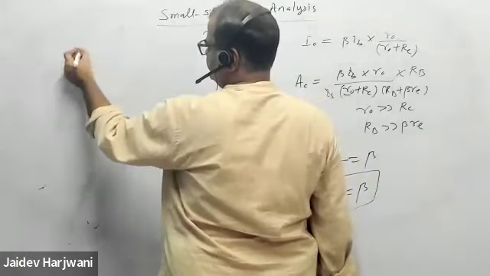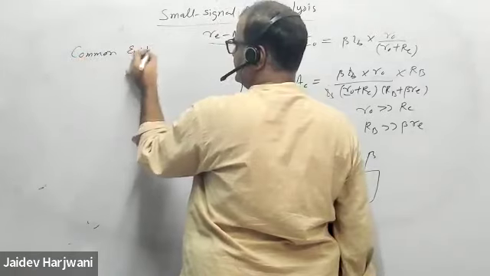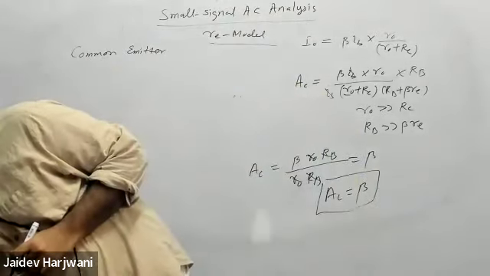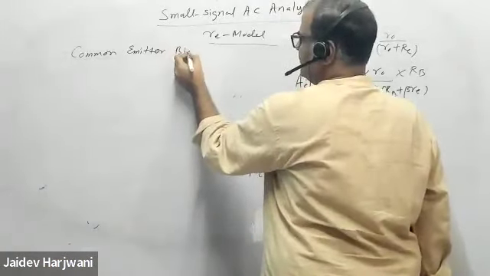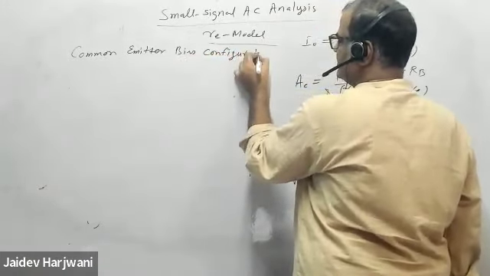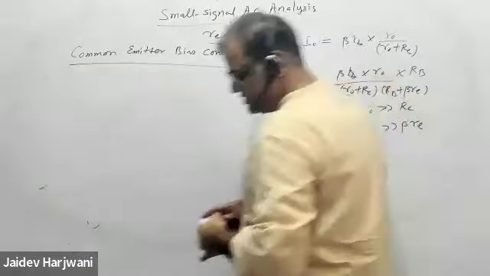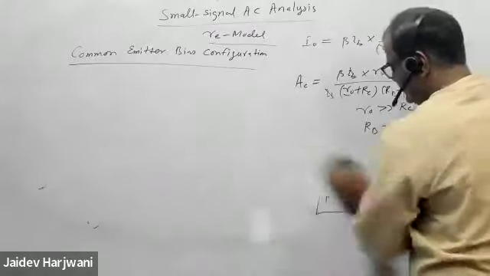common emitter bias configuration. Now you can directly write, nothing will change much, everything will be the same. If you understand this one, the remaining you can do very easily.